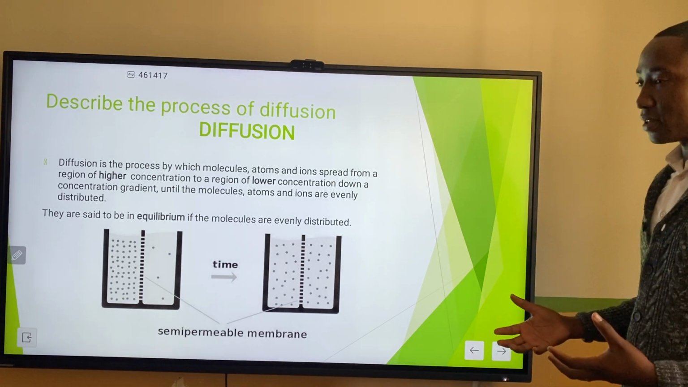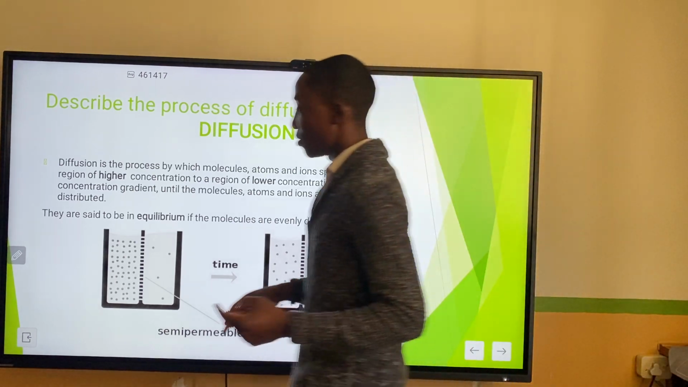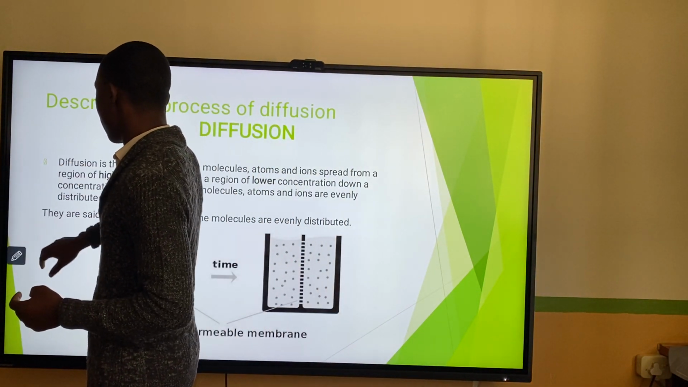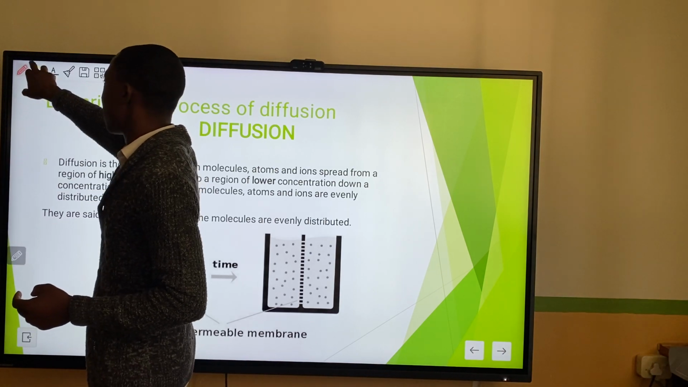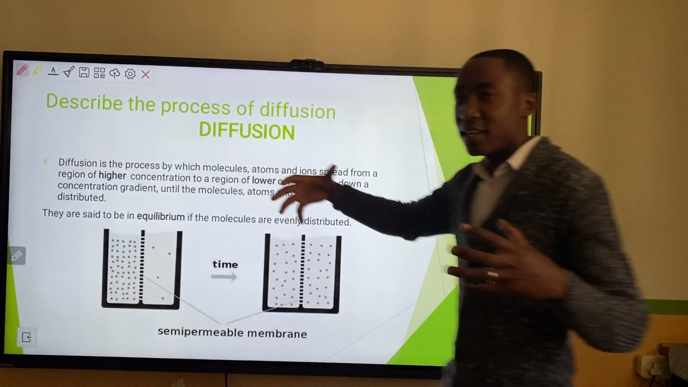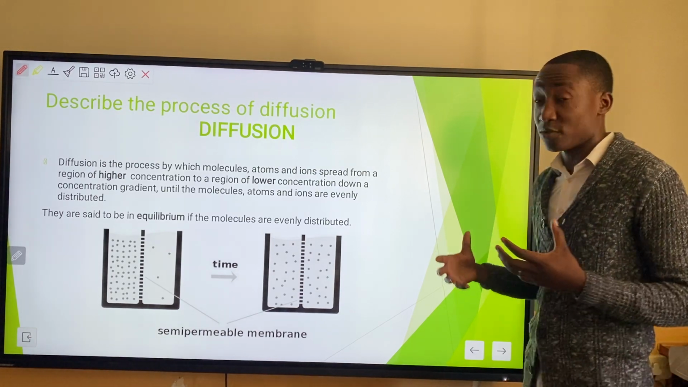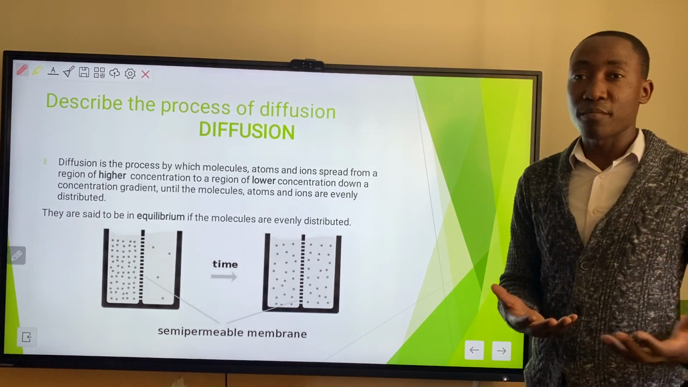are evenly distributed. Now, there are mistakes that most of you make when you try to explain this term, diffusion, which most of you understand. You know what diffusion is, but you don't have the academic understanding of what it is, and that is how you end up losing marks, because most of the time it's a 3-mark definition.